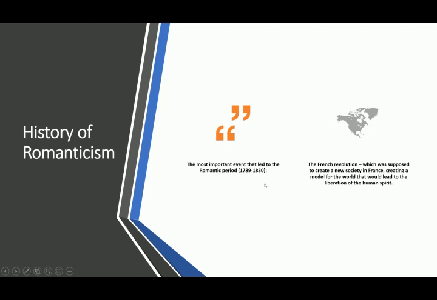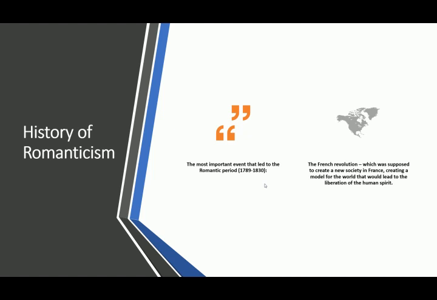So while we are aware of these side-by-side comparisons of the Age of Reason with this new burgeoning era of Romanticism, here we have a slide that represents exactly what that clash was. The French Revolution is really the catalyst that brings about all of this change that gets us to the Romantic period. History classes study the French Revolution, all of that. I'm concerned about it because it creates a model for the world that would lead to the liberation of the human spirit.